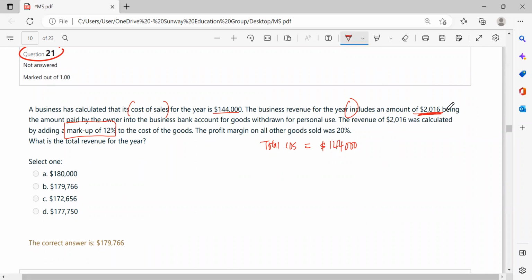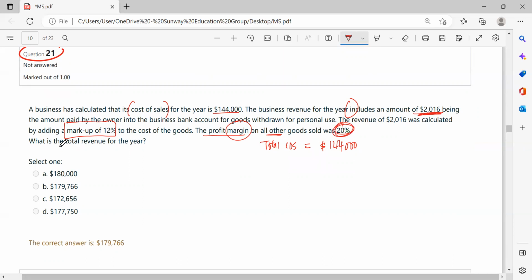So for this revenue 2016, it's like they sell it to the owner. The business sells to the owner, but at a much cheaper price. So how much is the markup? The markup is only 12%. So it's like they give the owner a discount. The profit margin of other goods is 20%. So if you are my owner, I give you a cheaper 12% markup only. But if I sell to a normal customer, I will sell at a margin of 20%.